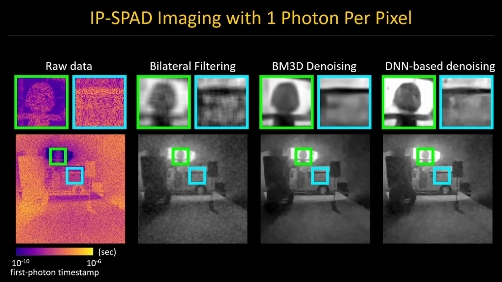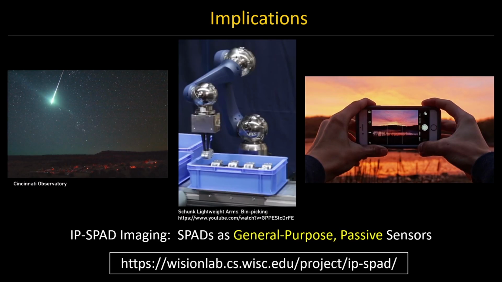Here we show the other extreme, where the IP SPAD captures very few photons in each pixel. With some denoising, we can reconstruct images with just one photon per pixel. Interphoton imaging can provide extreme dynamic range beyond the capabilities of conventional image sensors.